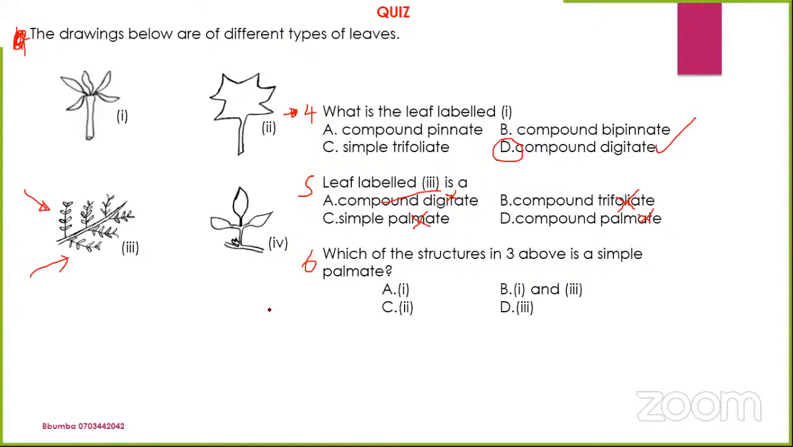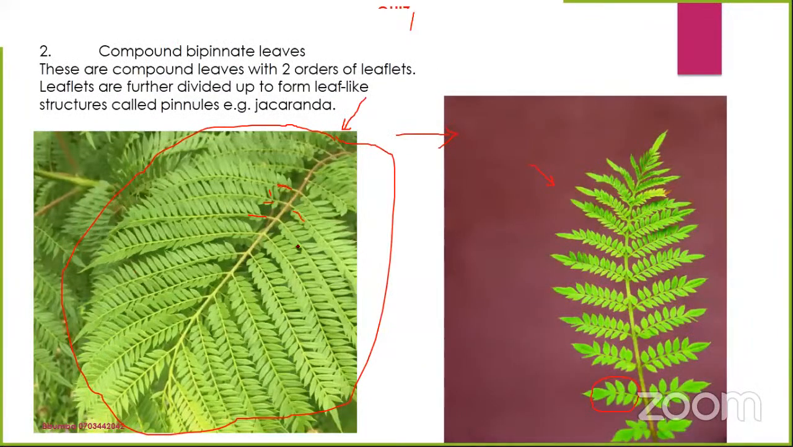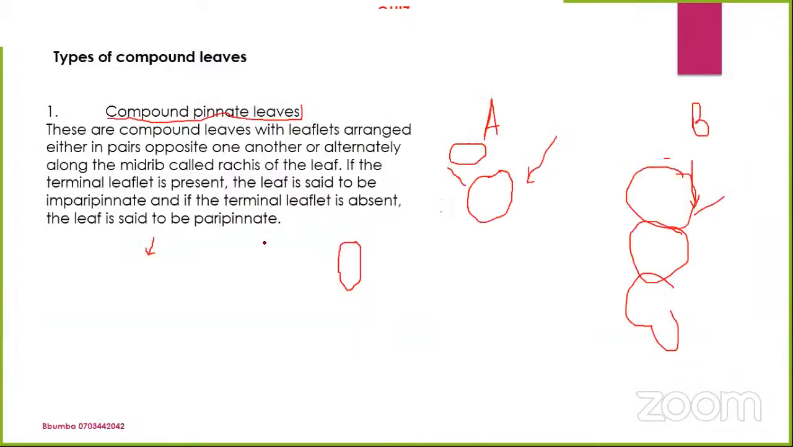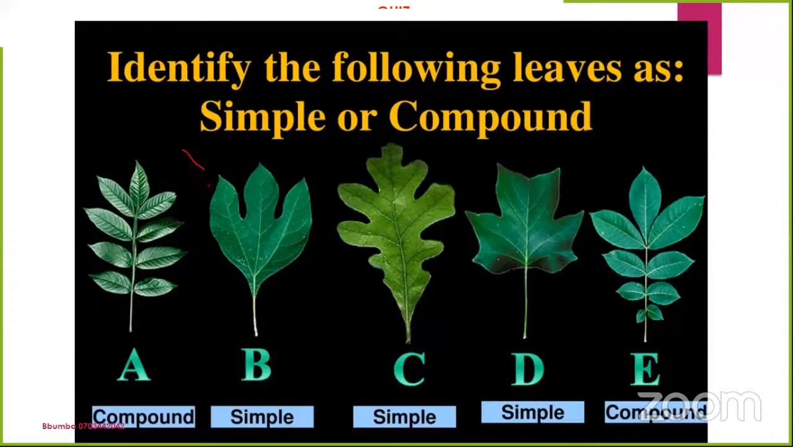Let me run this very fast again so that you can see. This one, the entire leaf is what I've circled, but you can see that there are small leaflets. These are leaflets. This one has leaflets. All these ones are compound, but of course they are different types. Now this picture B is simple because it's not divided into leaflets, much as its lamina is divided. C is a simple leaf. Its lamina is not divided into leaflets. D is a simple leaf. But E is compound because its entire lamina is divided into leaflets.